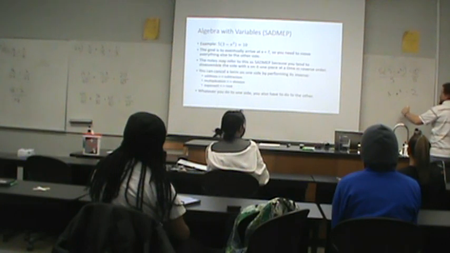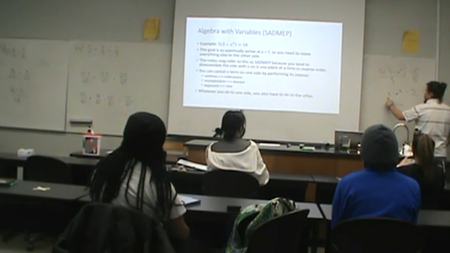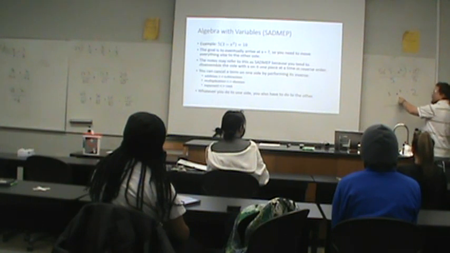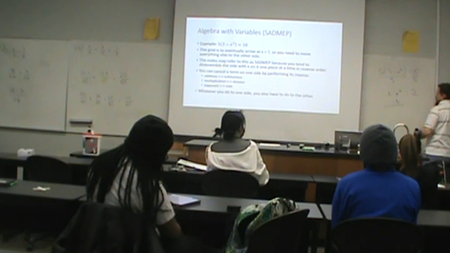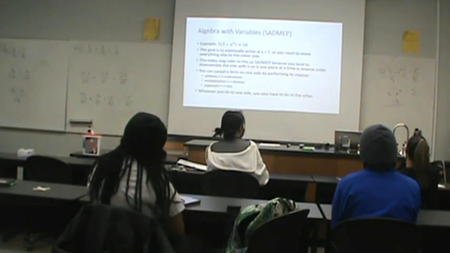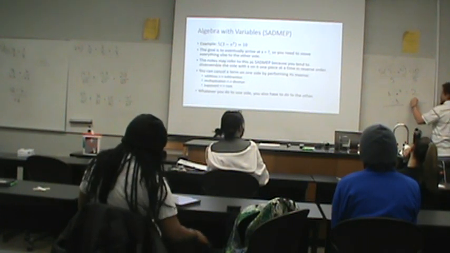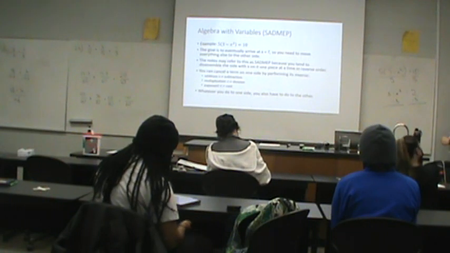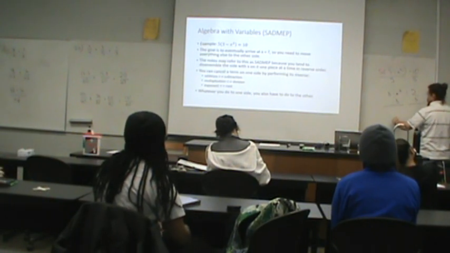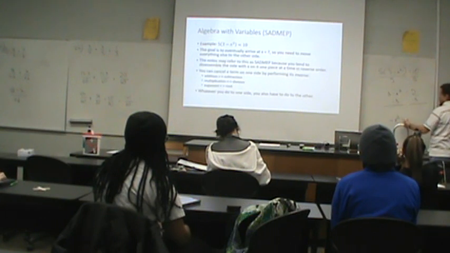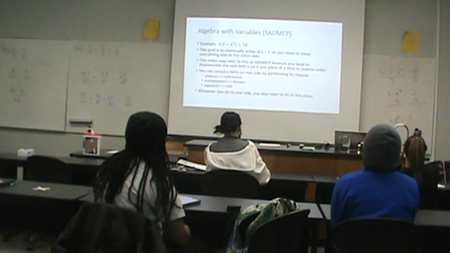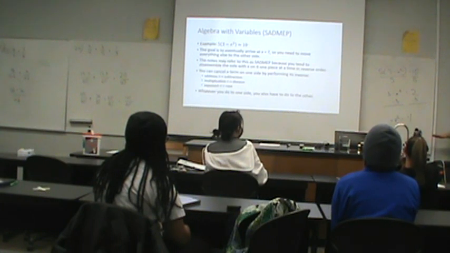This 3 is being added to this side. So this is a positive 3, and this is being subtracted from it. To get rid of that 3, we're going to want to subtract a 3 from that side, which means we subtract a 3 from this side, which should get us negative x squared is equal to negative 1. Any issues so far?